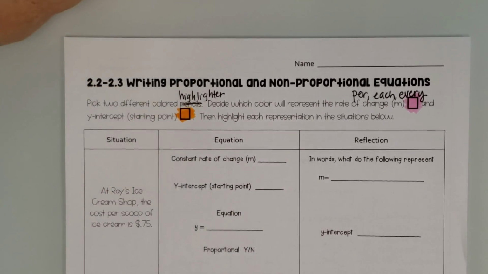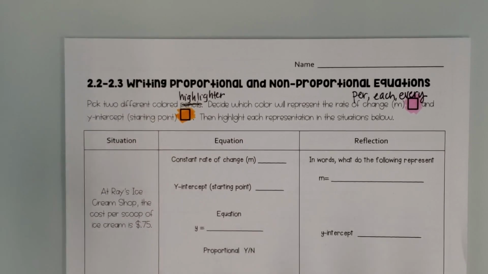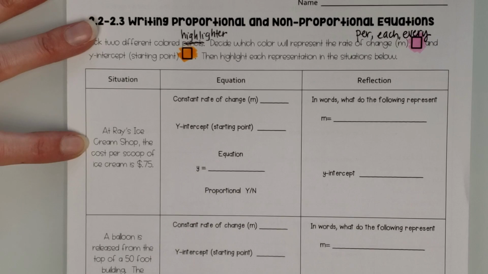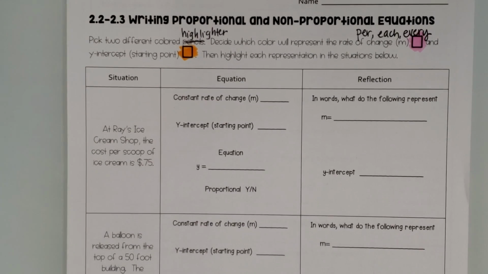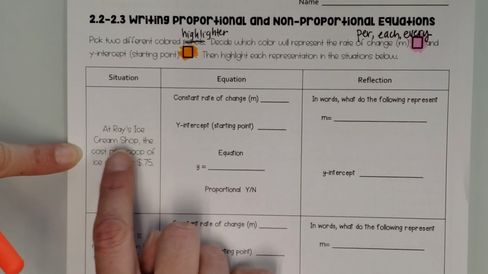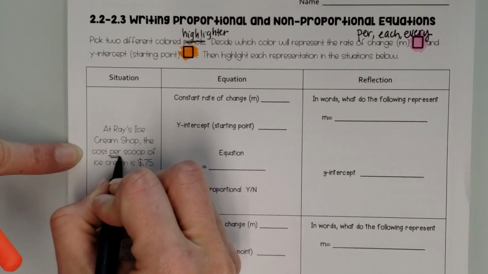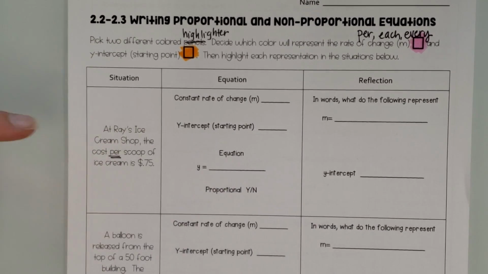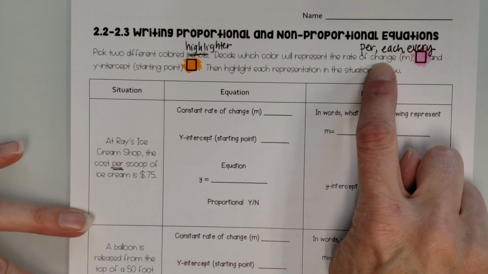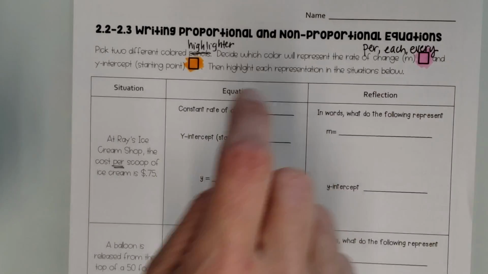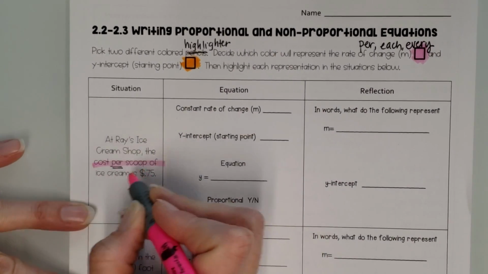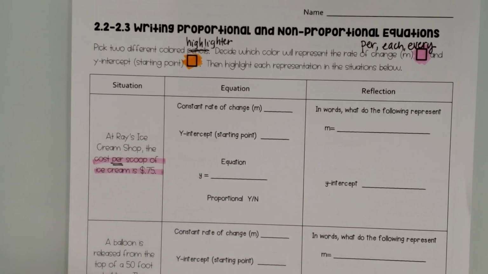Okay, so I'm going to do the first couple with you, and then you're going to do the rest on your own. So let's talk about this first one, the situation. I've got my two highlighters ready, and it says Ray's Ice Cream Shop. At Ray's Ice Cream Shop, the cost per scoop of ice cream is 75 cents. So this has that per in there, and that lets me know that it's my rate of change, or my M. So I'm going to highlight that in pink. So the cost per scoop of ice cream is 75 cents.